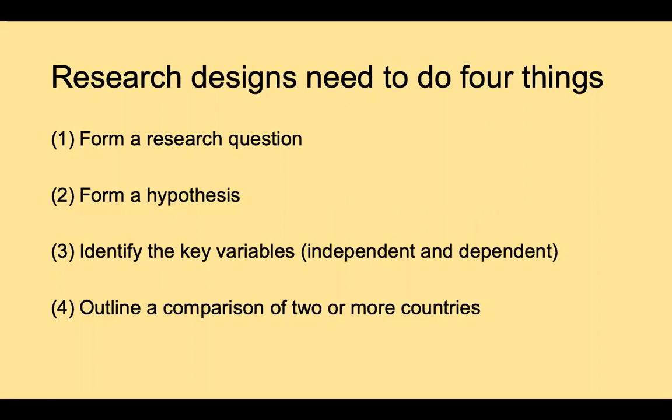That hypothesis is important because it begins to organize the collection of the data. It begins to make you think about the key variables, and that's the next step. The third thing that your research design paper needs to do is identify the key variables. Now, this follows logically from the hypothesis. When you form a hypothesis, we already know that a hypothesis is testable, it's falsifiable, and it is a statement of a relationship.